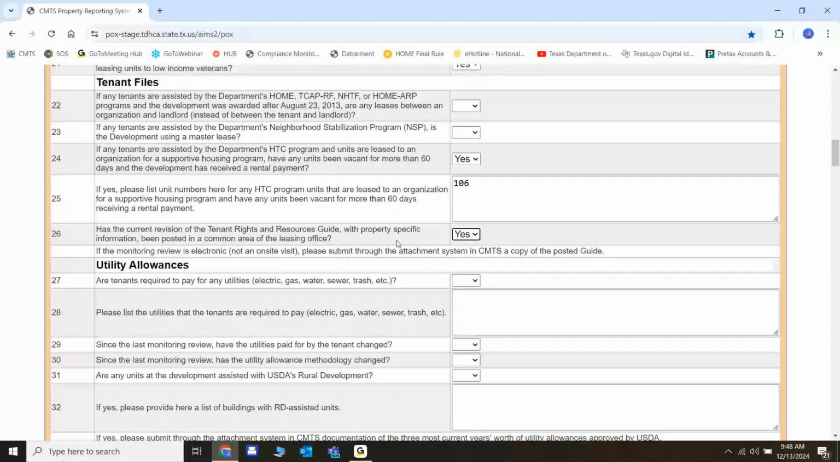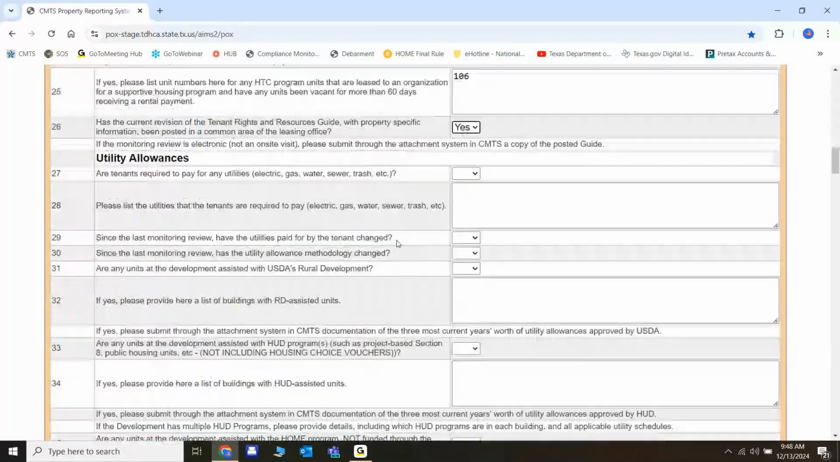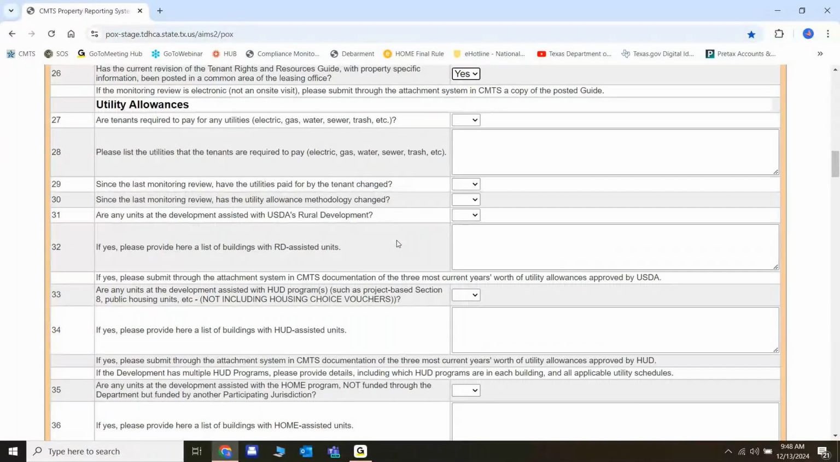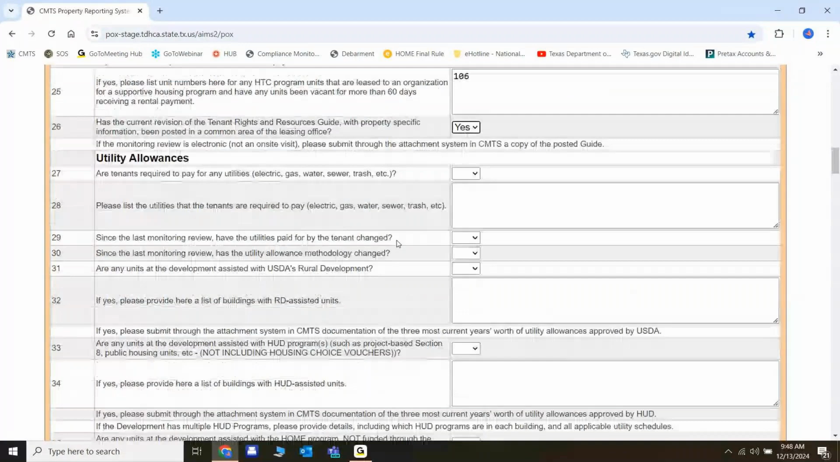I keep forgetting to unmute. I apologize. No, there are no questions with, oh, there's one that just came in. Does the Tenant Rights and Resources Guide need to be laminated? No. That's it for right now.